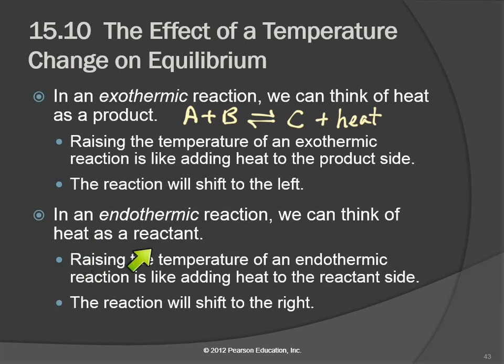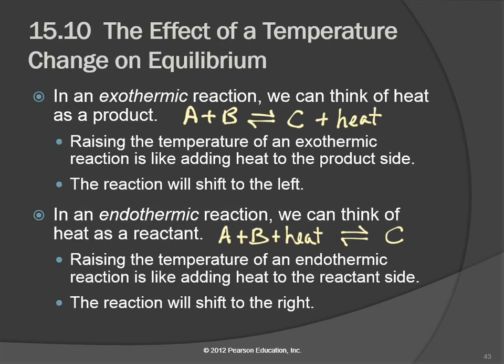Endothermic reaction, we can think of heat as a reactant. So we take A plus B, and we have to put energy in. You have to put energy into it. So energy is a reactant. So then, if we increase the temperature, that's like adding reactant. The equilibrium will shift away from that. If we cool it down, that's removing heat, and that will cause the reaction to shift to the left.